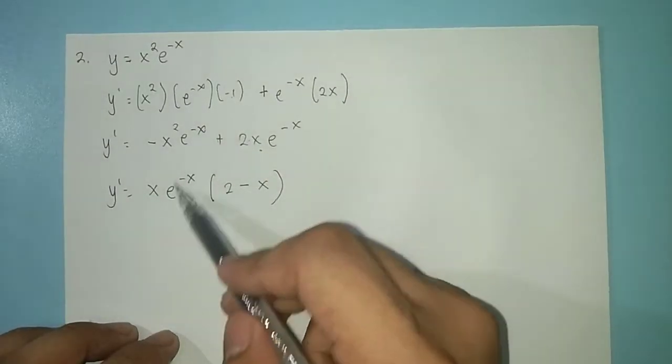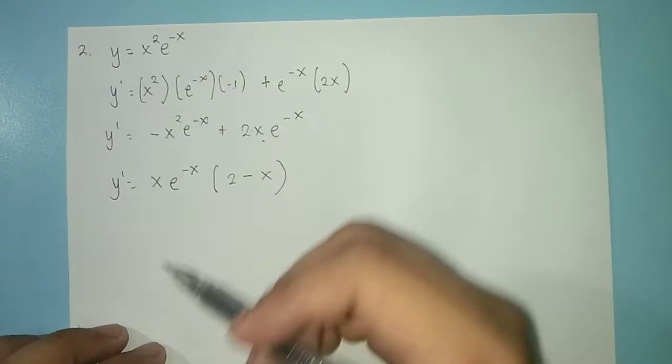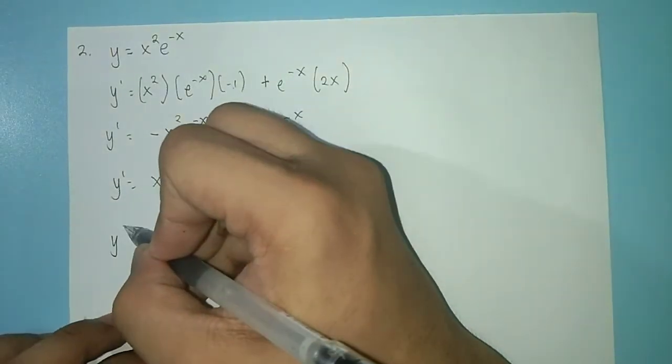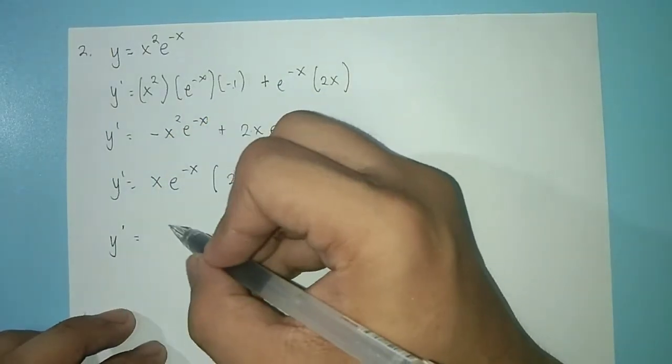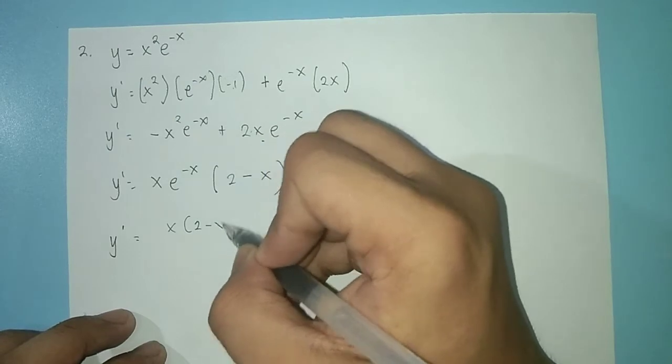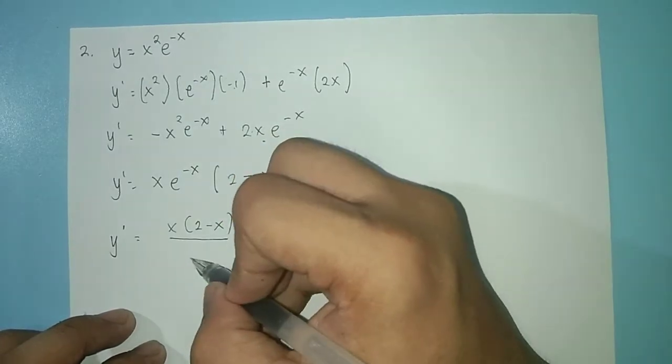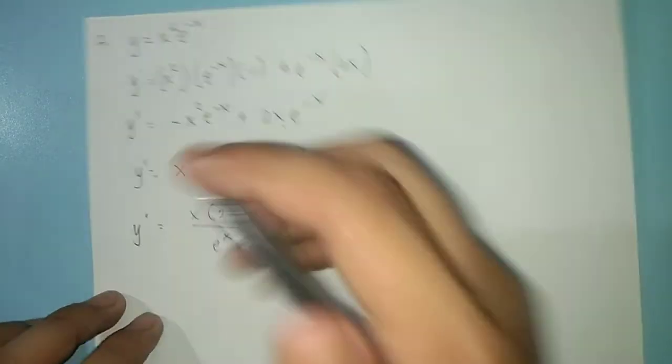Tapos, negative exponent siya. So, ibaba natin. Gawin natin e raised to x sa denominator. So, derivative niya will be x times quantity 2 minus x over e raised to x. Okay?